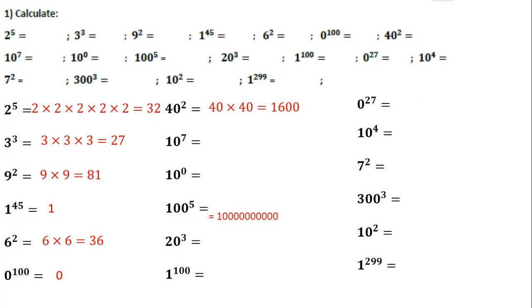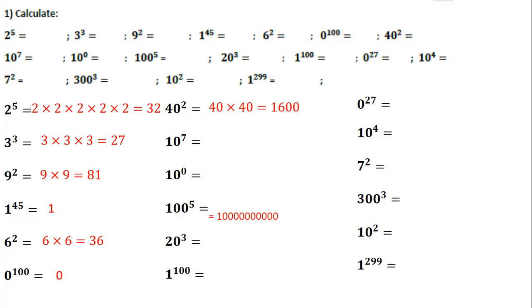Yes, miss. 10 to the power 7. Listen to my question, Kareem. What do we call 10 to the power 7? Miss, actually, I forgot what we call this specifically. Okay, when the base of a power is 10, what do we call this power? Power of 10. Yes, this is a power of 10.